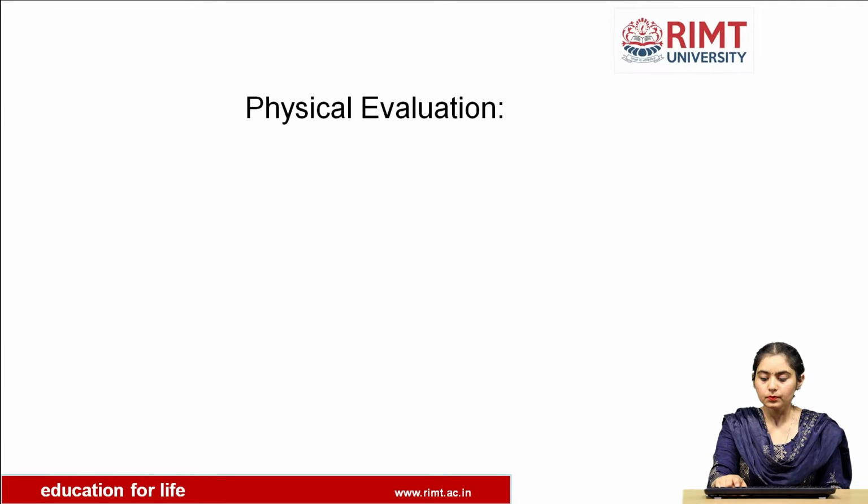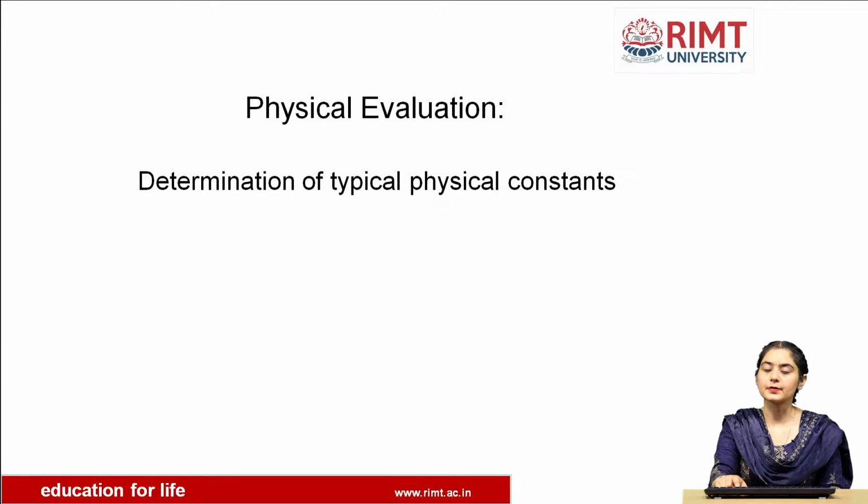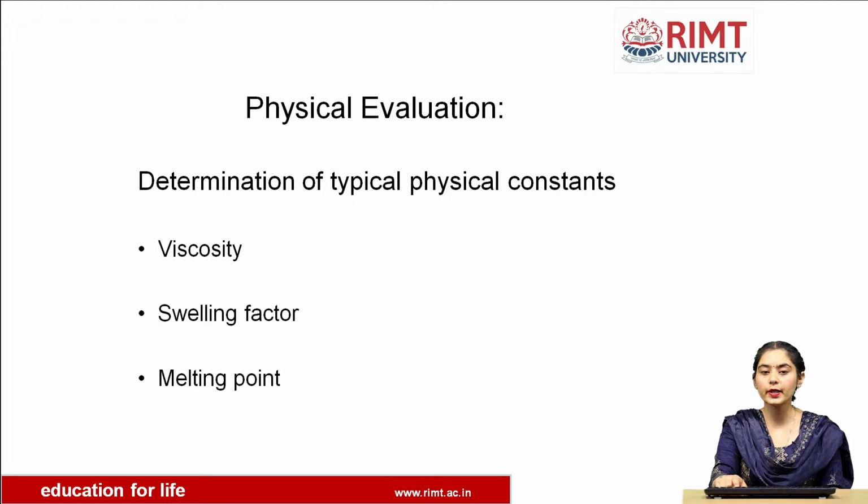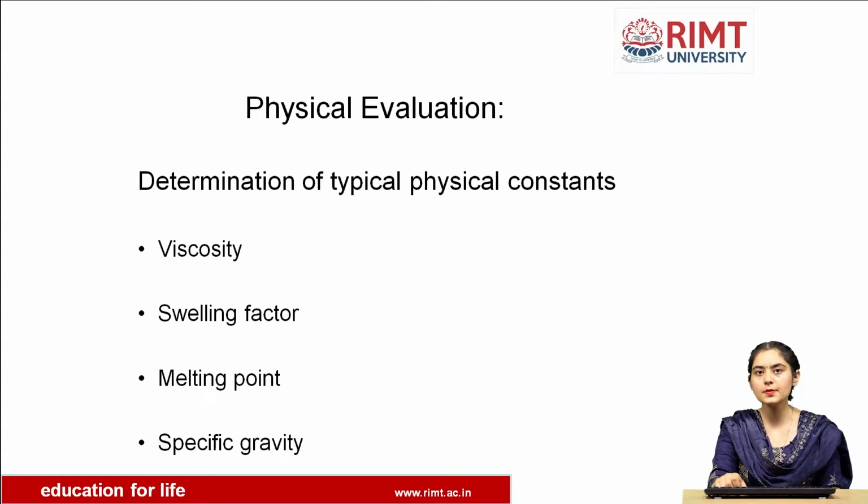Next are the physical characters. Physical evaluation mainly covers viscosity, swelling factor, melting point, and specific gravity. In the case of Plantago ovata, we use the husk to obtain different types of drugs, so swelling factor is very important for that type of drug. Each plant has a specific melting point, specific gravity, and viscosity also.